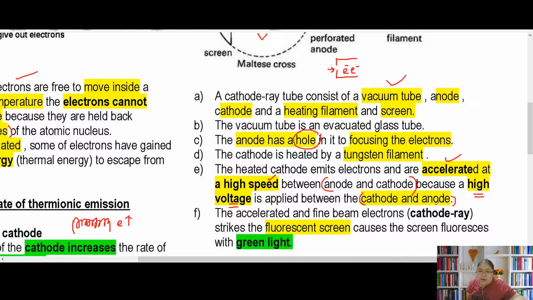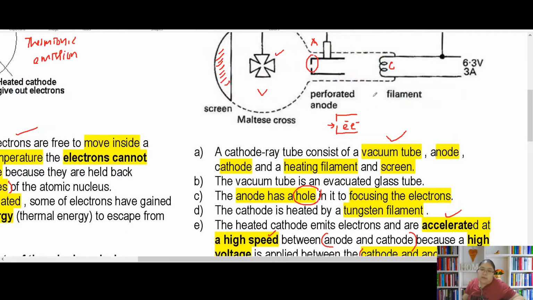So if the question asks, from the cathode to the anode, how is the motion of the electron? The motion of the electron here is acceleration. Okay, acceleration, going faster.